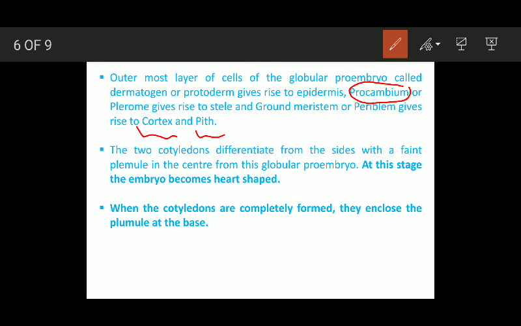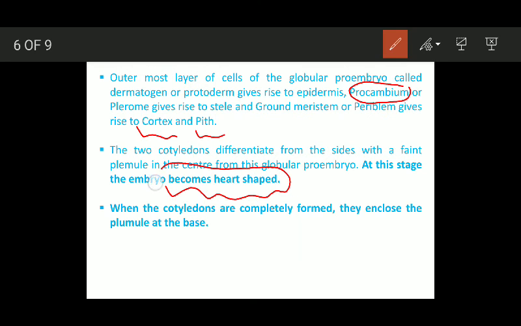The two cotyledons differentiate from the sides with a faint plumule in the center from this globular proembryo. You have a globular proembryo now. The globular proembryo forms two cotyledons. At this stage the two cotyledons start differentiating, and you will find a small plumule in the center of these two cotyledons, and at this stage the embryo becomes heart shaped.